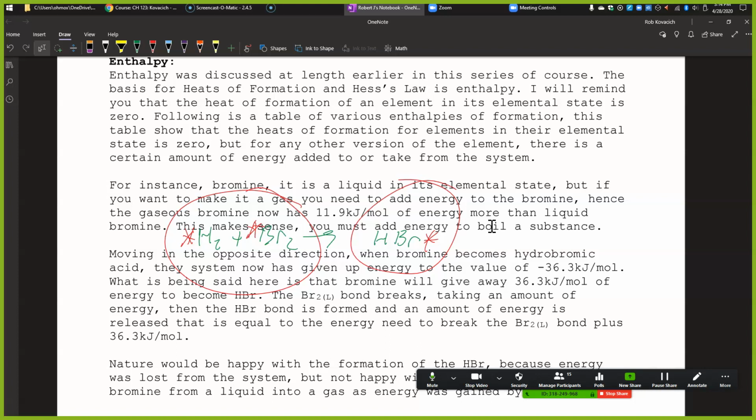So in this case, I've got H's by themselves and I've got Br's by themselves, and now I've mixed those things together. And so I've increased the chaos.